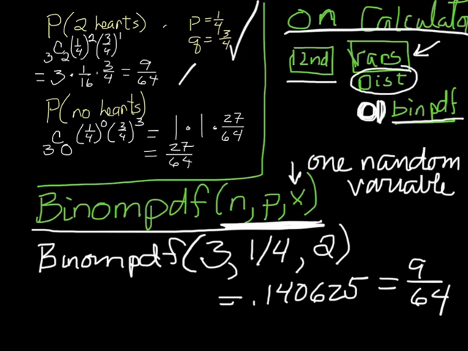If I wanted to do the second problem, then I would change this from a 2 to a 0. And if I wanted 3 hearts, I would change it to a 3. If I wanted 1 heart, I would put a 1, or 2 hearts as we had, I would put a 2, and then it would give me that probability. Okay? Any questions? Make sure you bring those to class, and I can show you this on the screen if you like, just so you can see it once too.